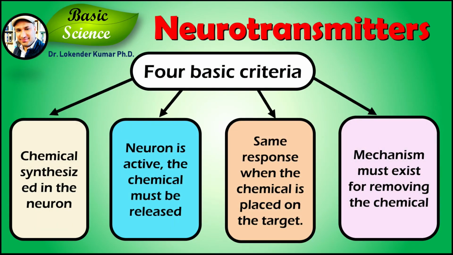There are four basic criteria for identifying neurotransmitters. The chemical must be synthesized in the neuron or otherwise be present in it. When the neuron is active, the chemical must be released and produce a response in some targets. The same response must be obtained when the chemical is experimentally placed on the target. A mechanism must exist for removing the chemical from its site of activation after its work is done.